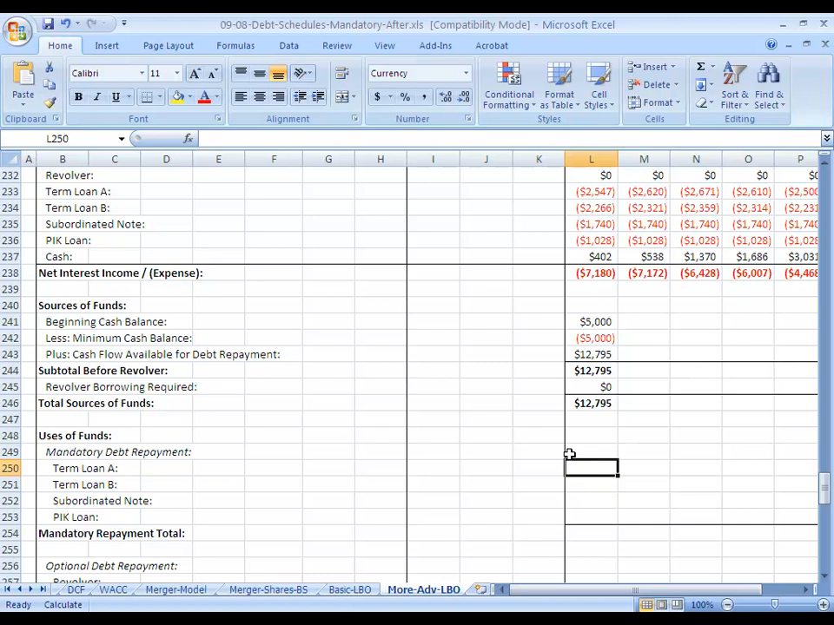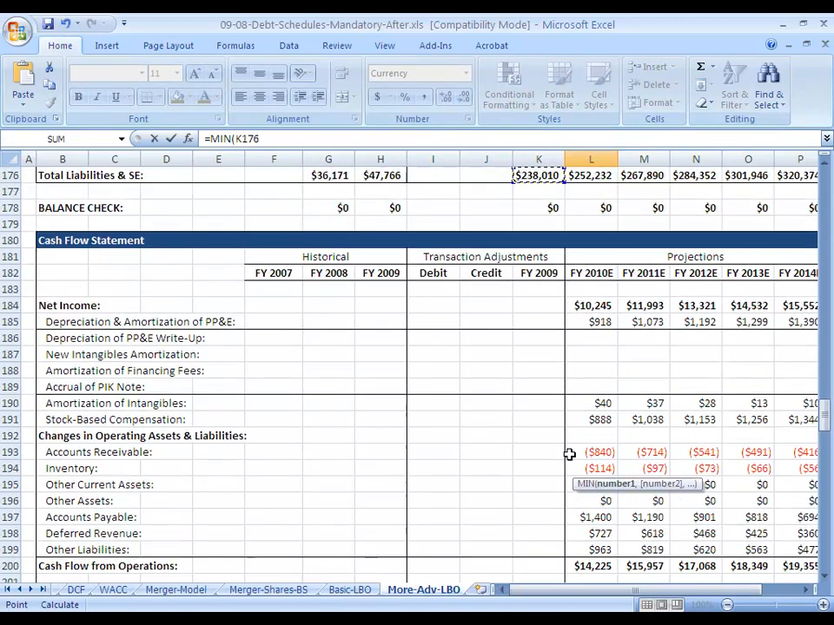So I'm not going to go into a whole lot of detail. The basic logic is the same. We look at our existing debt balance and then we look at what the annual repayment should be. If the annual repayment is less, we repay that much. If the annual repayment is more, then we simply repay the remaining balance and pay off everything on the balance sheet. So we're going to use the min function here and start with term loan A.